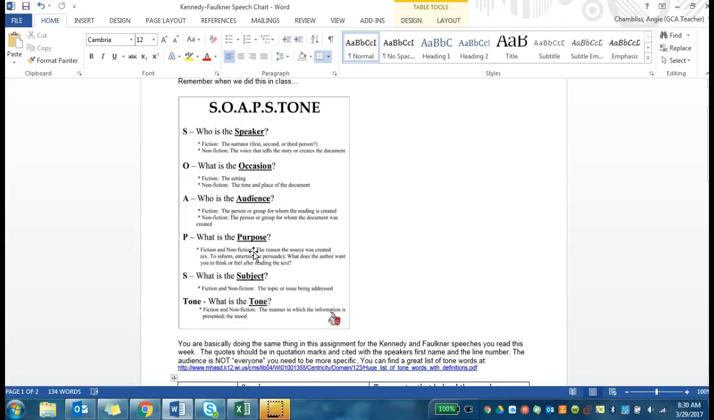What's the purpose? Why did they write this? What does the author want you to think after listening to the speech? What's the subject? What's the topic or topics or issues being addressed? And then finally, what's the tone: the manner that the information is presented, the mood, the way that the speaker sounds and wants you to feel.